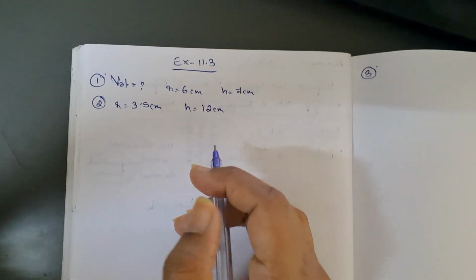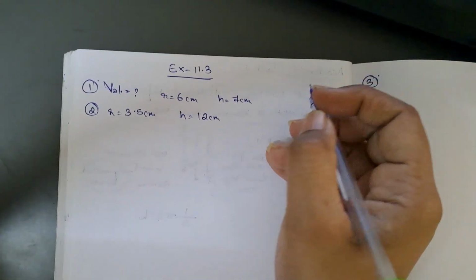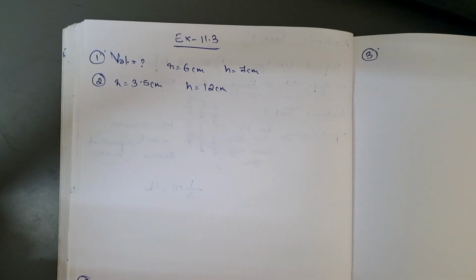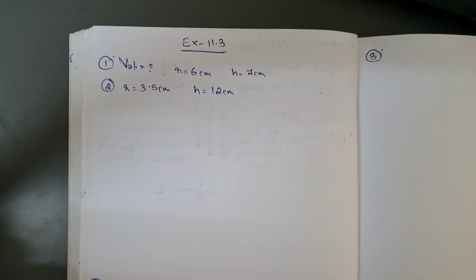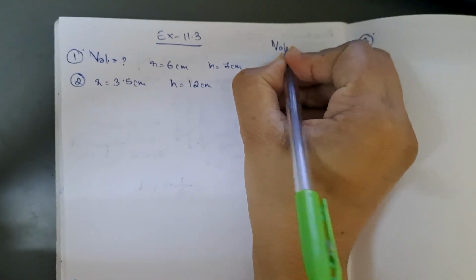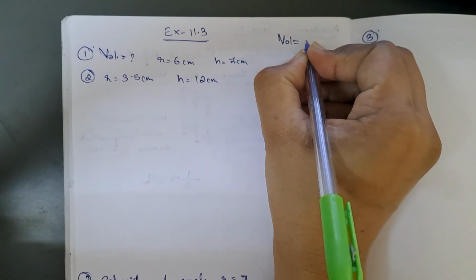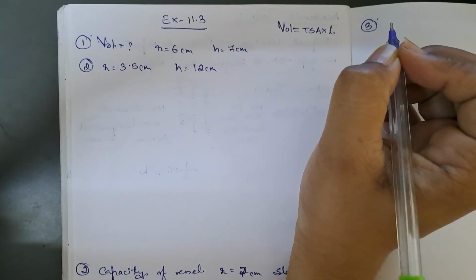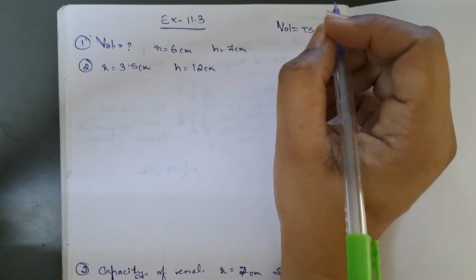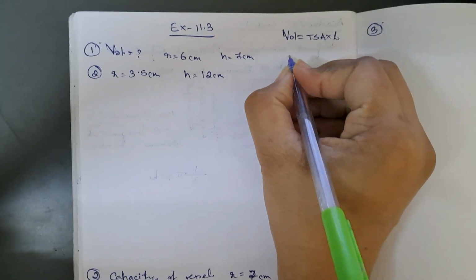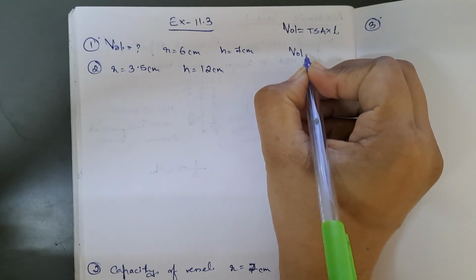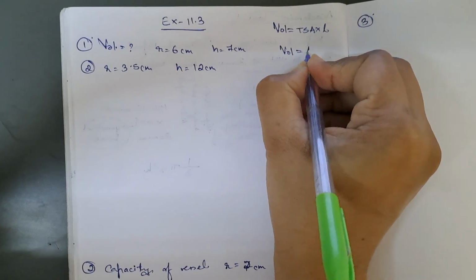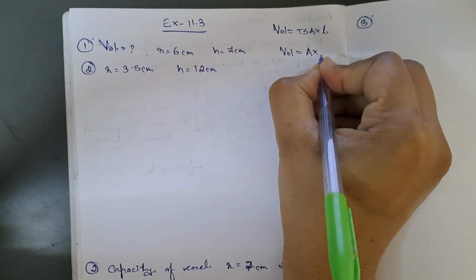Now, moving on with exercise 11.3. In exercise 11.3, the questions ask us to find the volume. So what is the usual formula for finding the volume? Volume is nothing but the TSA of the shape times its length that we take into consideration. Anytime you have a volume question and you do not remember the formula, what you are supposed to do is take the area times the length.